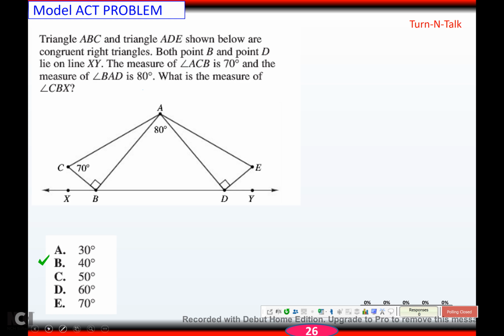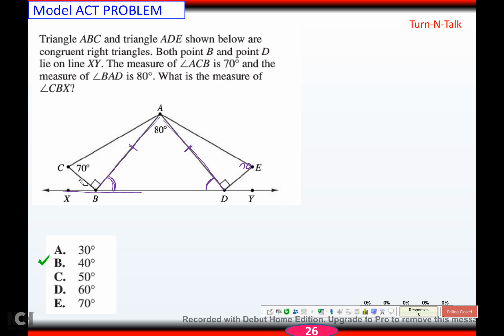Alright, triangle ABC and triangle ADE shown below are congruent right triangles. So this is 90, that's 70. Okay, the measure of ACB is 70 and the measure of BAD is 80. What is the measure of CBX? CBX. They want to know this angle right here. Well, I need to figure out this angle because this is a straight line, and if I could figure out this angle, I could take 180 minus 90 minus this. Well, if these are congruent right triangles, then these two sides are equal, which makes this an isosceles triangle, which means my base angles are equal.